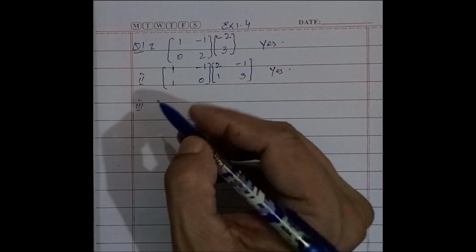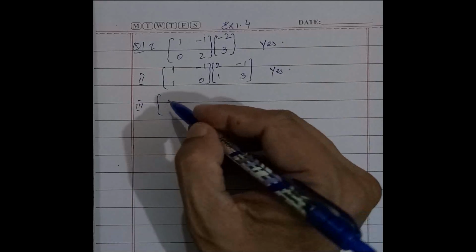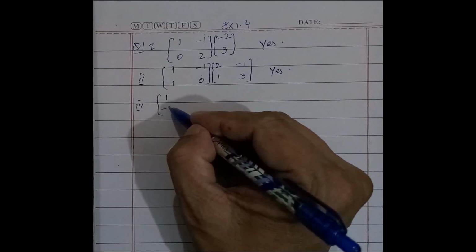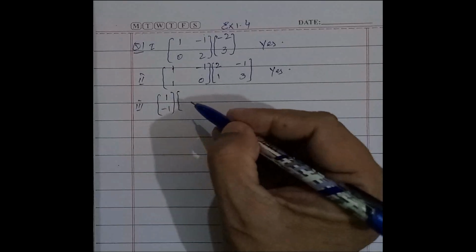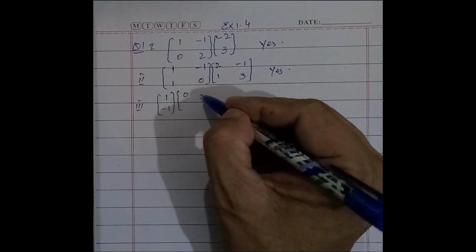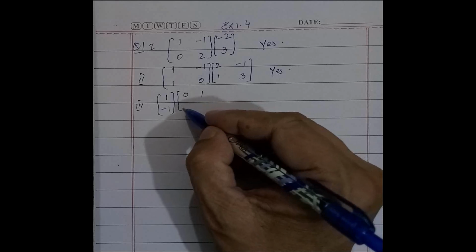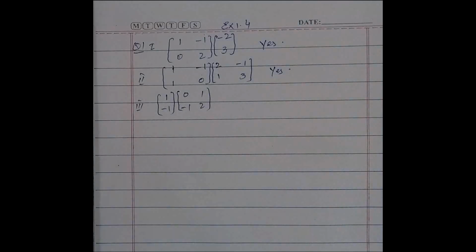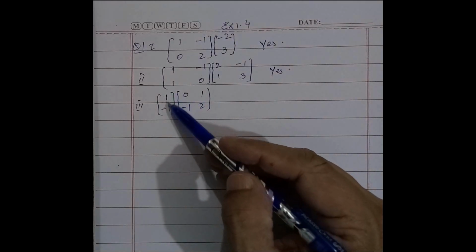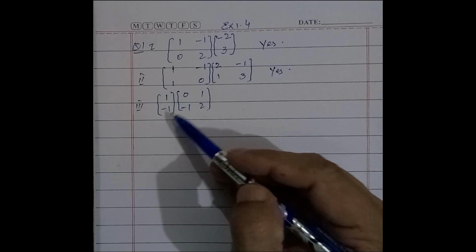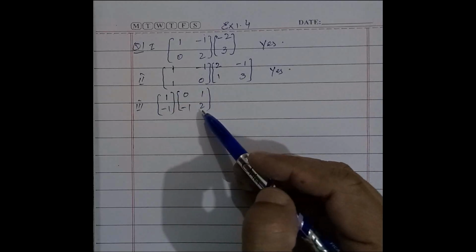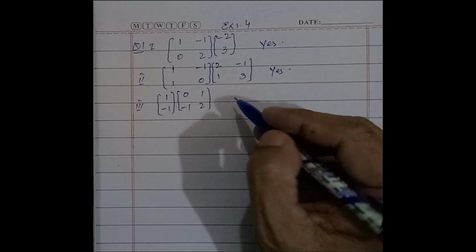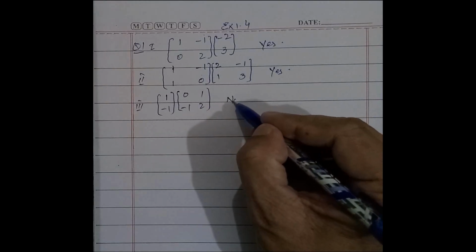And the third: the first matrix is 1 minus 1 and the second matrix is 0 1 minus 1 and 2. We know that the columns of the first should equal the rows of the second, in which the columns of the first matrix are 1 and the rows of the second matrix are 2. They are not equal, so they are not conformable for multiplication.